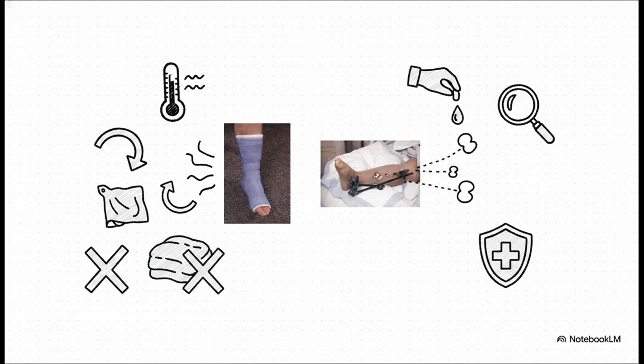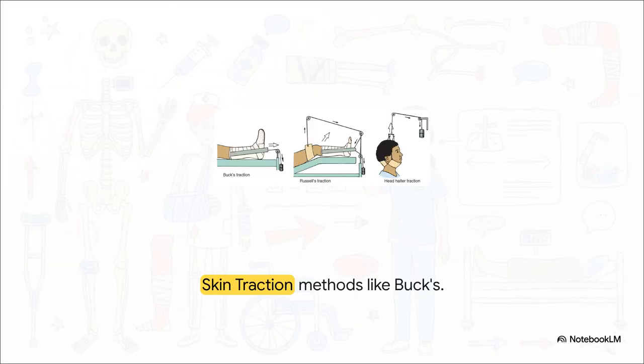Now, contrast that with an external fixation device, which we use for massive open fractures with extensive tissue damage. Because pins are going through the skin and straight into the bone, your job becomes meticulous, sterile pin site care to prevent devastating deep bone infections. For slightly less invasive stabilization, we often use skin traction, like box traction shown here. This involves applying splints, bandages, or tape directly to the skin below the fracture, and then attaching weights.